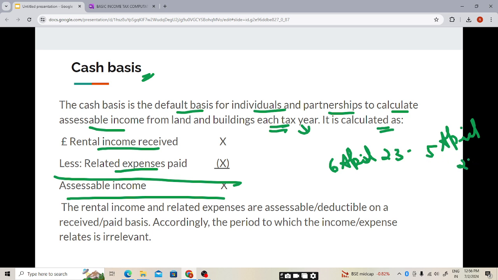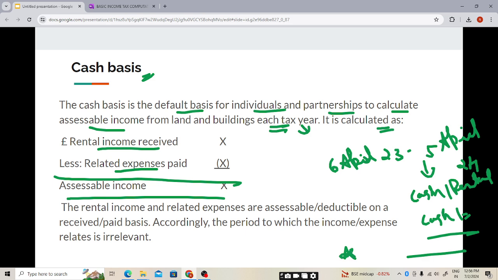Within this period, whatever cash amount of rental income you receive will be your income, and whatever cash you paid as an expense will be your expenses. By reducing your expenses, you get your assessable income. You do this separately for each property: property 1, property 2, property 3. When you are filing your income tax return, you need to aggregate the income of all 3 properties. The rental income and related expenses are assessable and deductible on a received and paid basis.